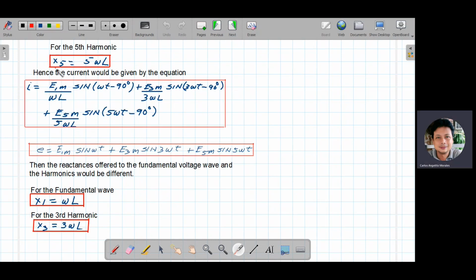So for the fifth harmonic, ang formula niya is 5 times the angular frequency times the inductance. Hence, the current would be given by the equation i equals E1 maximum over angular frequency L sine omega t minus 90 plus E3 maximum over 3 omega L sine 3 omega t minus 90 plus E5 maximum over 5 omega L sine 5 omega t minus 90.